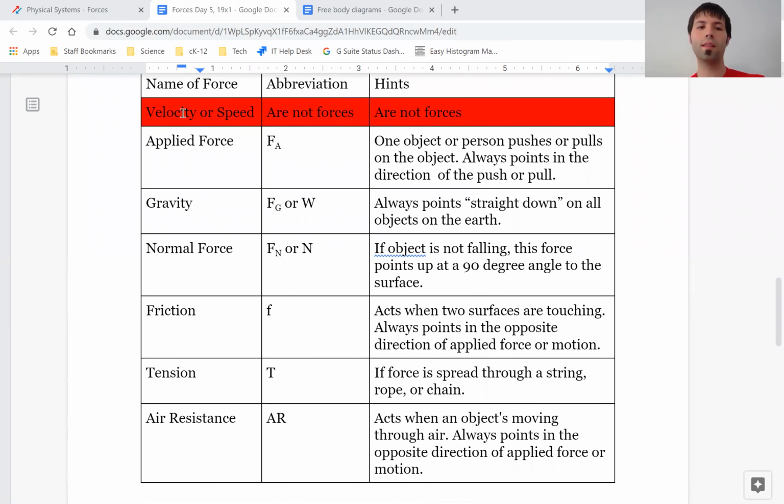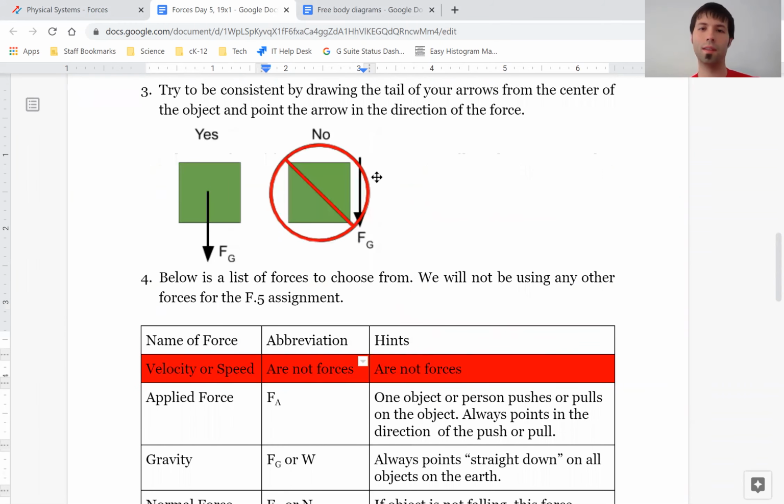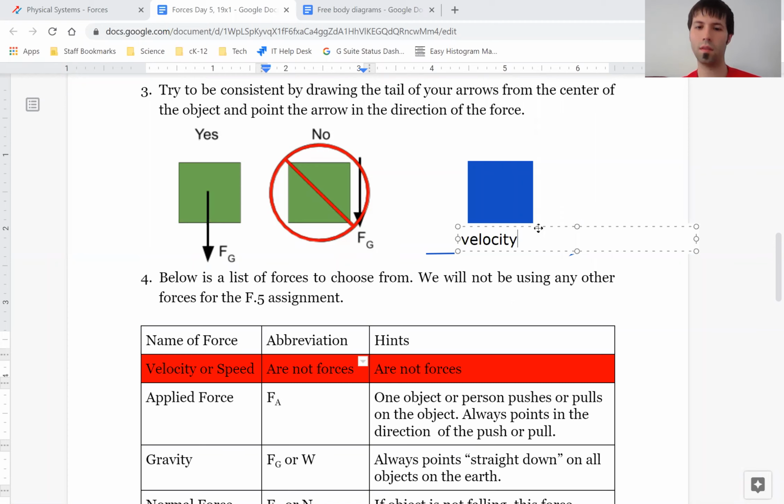And by the way, velocity and speed are not forces. So if I have a box, going right back to my box example. I was like, Mr. Reedy, when are you going to get off this box? If I had a box, and I'm going to draw an arrow, but I'm not going to draw a force arrow. This is just a velocity arrow. If I have some velocity going in this direction, velocity is not a force. So I would not draw a force arrow.